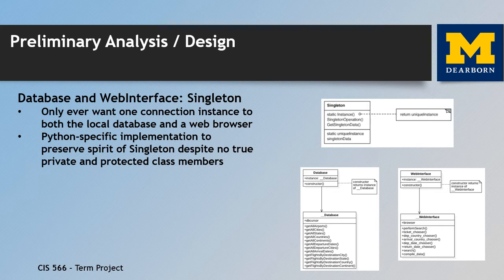I used a somewhat Python-specific implementation to preserve the spirit of the singleton pattern, despite there being no true private and protected class members in Python. So you can create multiple instances of the database class, but each one is going to have the same instance of the underscore database class that we see here. So in the upper right, we see the original generic singleton pattern, not much to see. And then below that, we see the two singleton classes that I use, the database class and the web interface class.